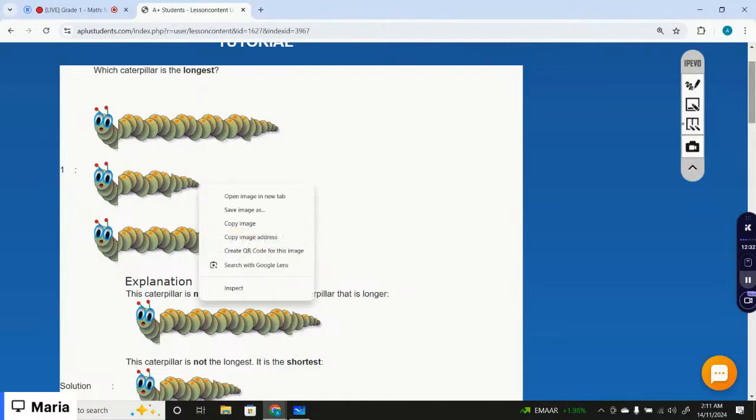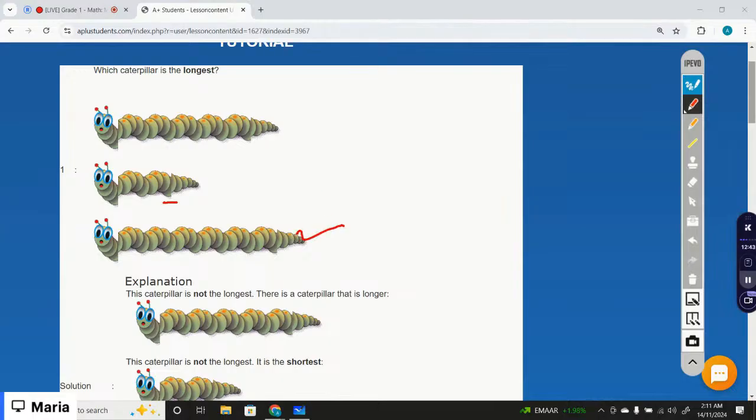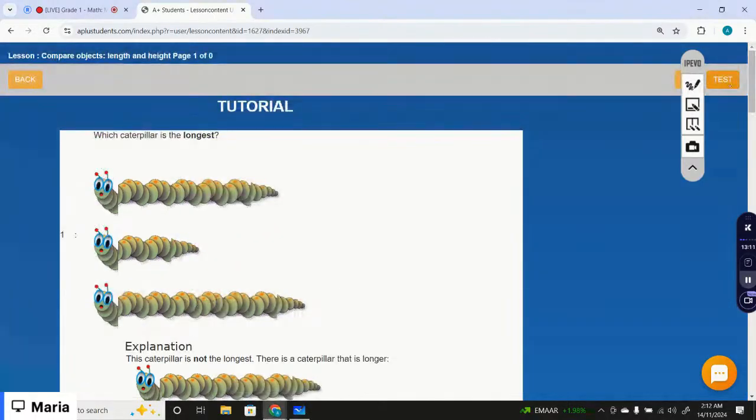This is the shortest one because the length of this caterpillar is the smallest among all, right? And this is the caterpillar that is the longest because it has the greatest length among all. Okay, let's start with the test questions.